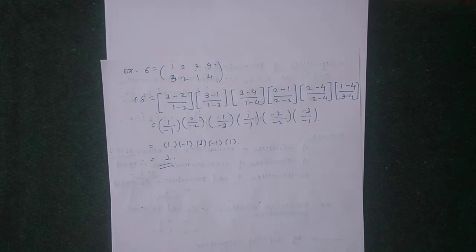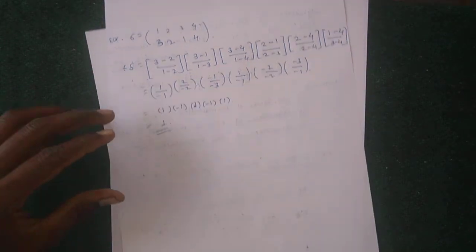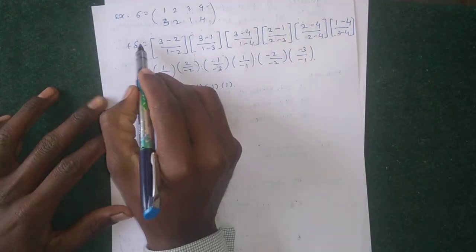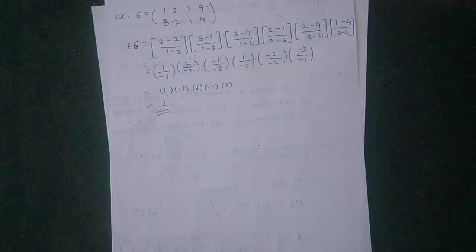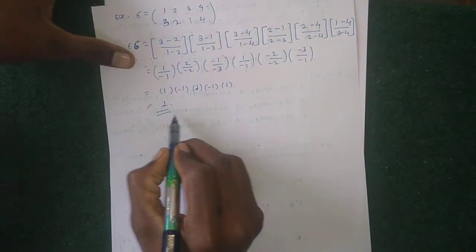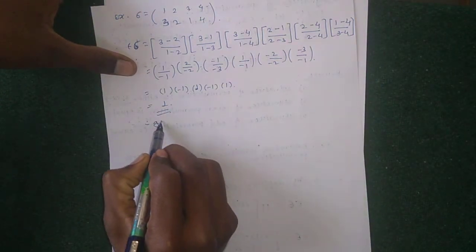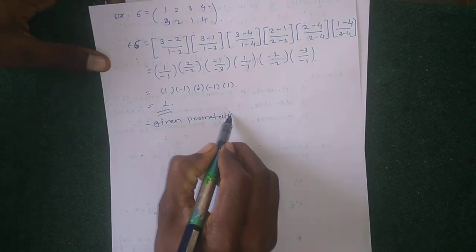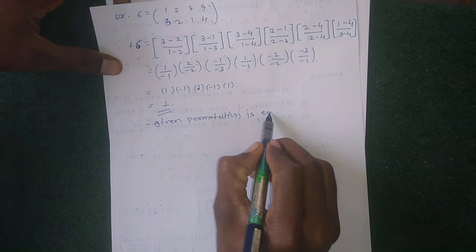And therefore the signature of the given permutation σ equals 1. Therefore the given permutation is an even permutation.